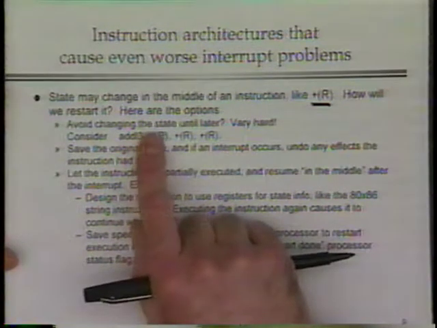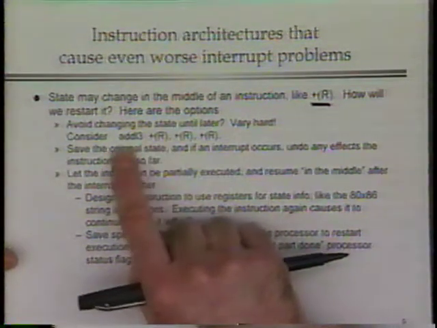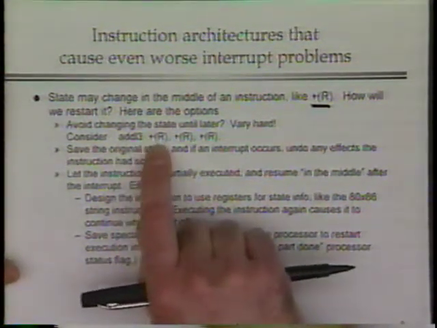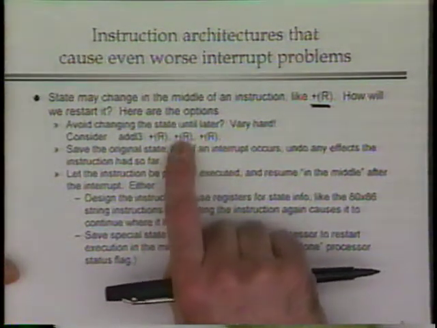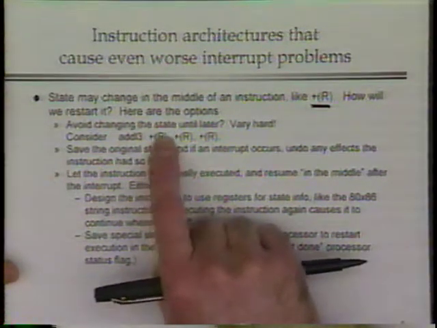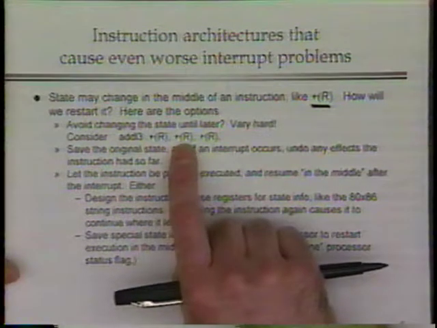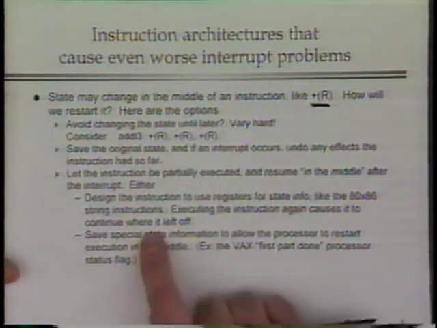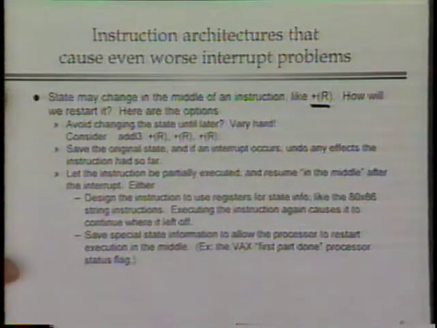Well, one thing you can do is avoid changing the permanent state until later. But that's hard. It means a lot of temporary results have to be stored for the instruction. Consider a VAX-like instruction that increments the register 3 times. Remember that this second reference to the register has to use the already incremented result. So if you're not saving the incremented result back in the register file as you do this, you've got to save a temporary copy of it to be used in the remainder of this instruction. That turns out to be a hard thing to do.